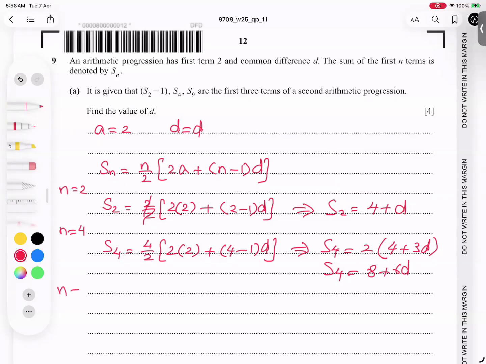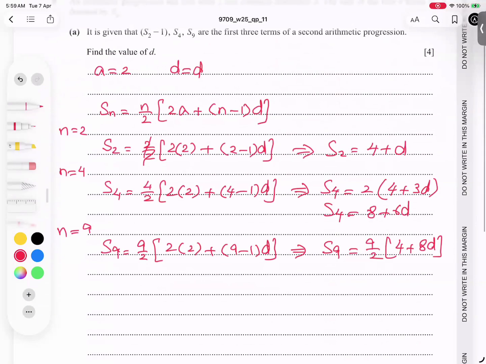Now I'm looking for n is equal to 9, as clearly mentioned here. So S9: 9 over 2, again replace in this equation, 2 times 2 plus 9 minus 1 into D. So I got 9 over 2 inside the bracket, 4 plus 8D. If I multiply 2 inside, what is S9 I'm getting? 2 2s are 4, 2 9s are 18, and 2 4s are 8, 4 9s are 36D.